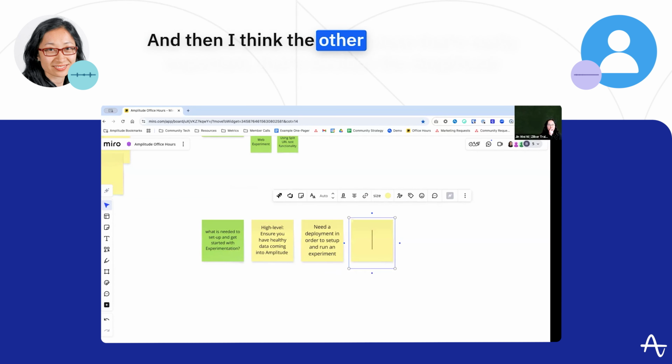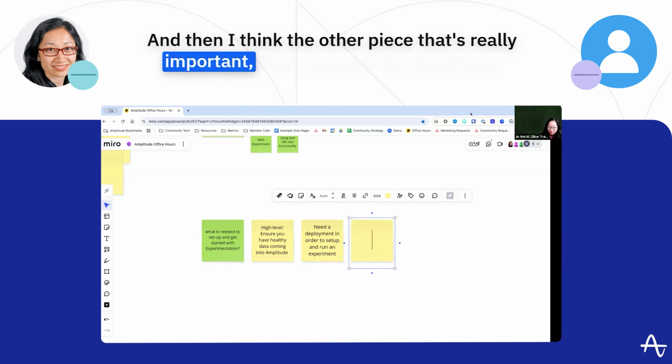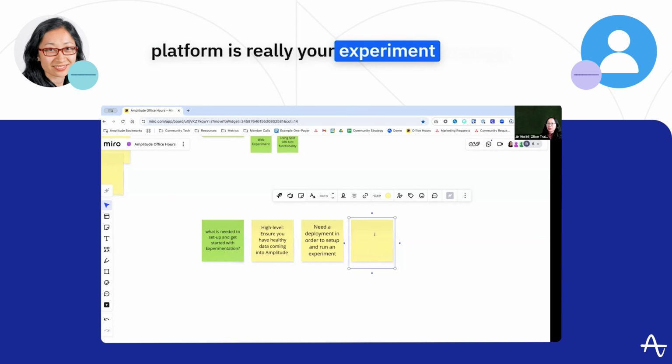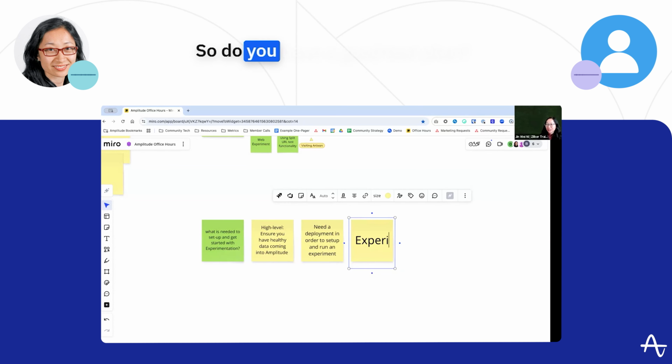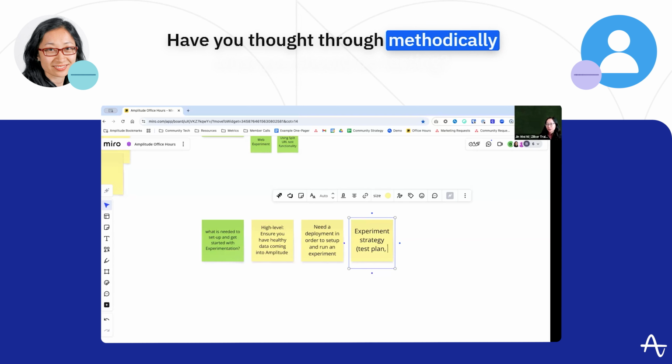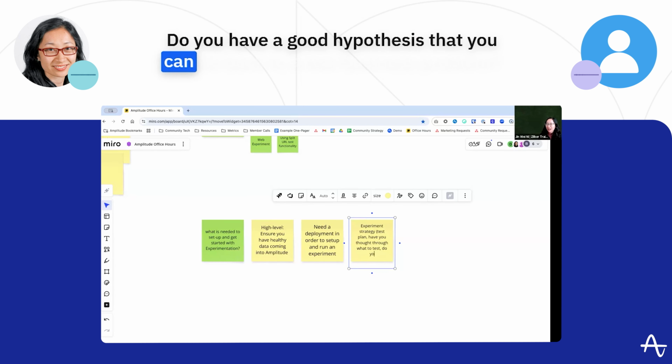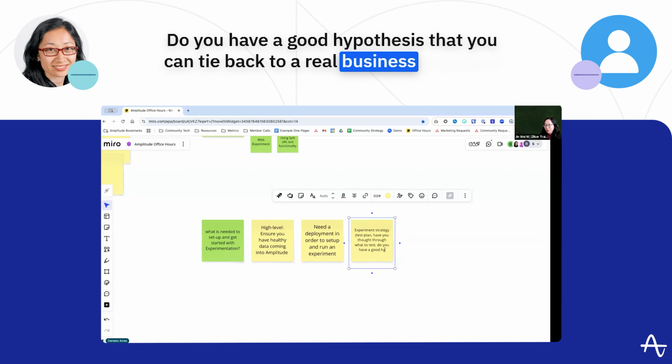And then I think the other piece that's really important, besides the Amplitude platform, is really your experiment strategy. So do you have a good test plan? Have you thought through methodically what you should be testing? Do you have a good hypothesis that you can tie back to a real business problem?